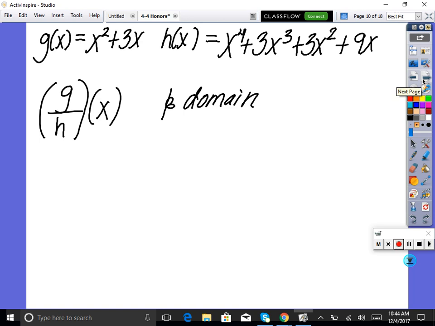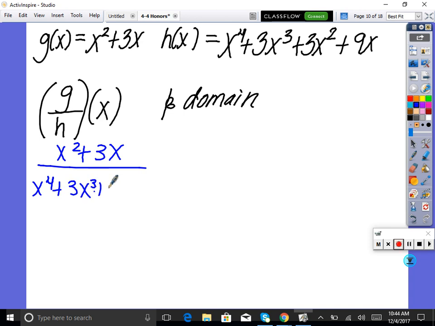Okay. Let's talk about this one. So now getting into more advanced stuff. Now you have to remember from a couple units ago. So we have g of x on top, x squared plus 3x. And on bottom we have our h of x. Okay, so now that would be my answer.